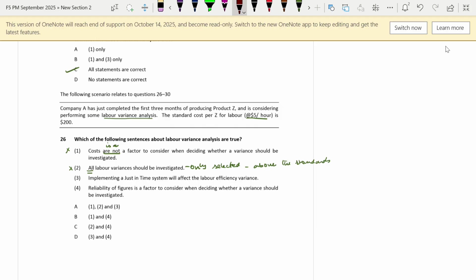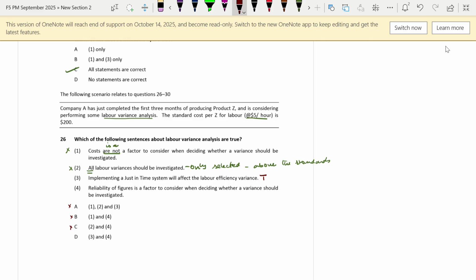Implementing just-in-time will affect the labor efficiency variance. Is it so? Implementing just in time, yeah. The third one is true. This is wrong. This is wrong. This is wrong.